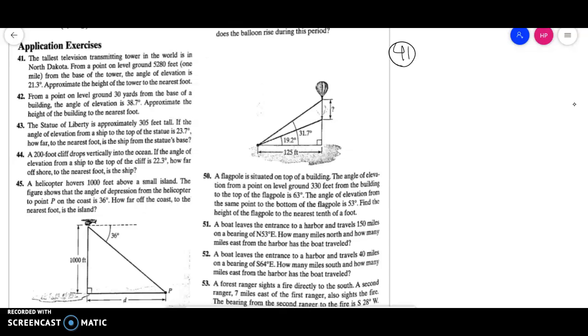So for number 41, the tallest television transmitting tower in the world is in North Dakota. From a point on the ground, 5,280 feet from my tower. Pretend that a transmission tower looks something like that. So 5,280 feet from there, the angle of elevation is 21.3 degrees. So if I have 21.3 degrees here and I'm looking up at my tallest tower in the world, then we want to approximate the height.